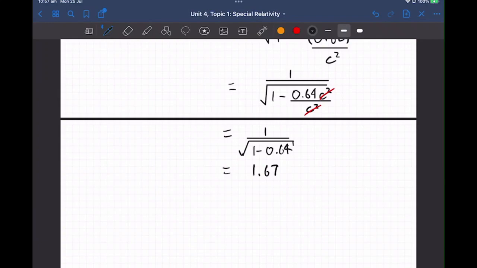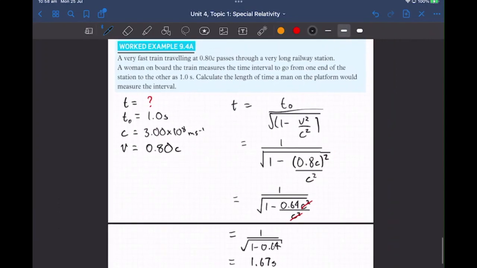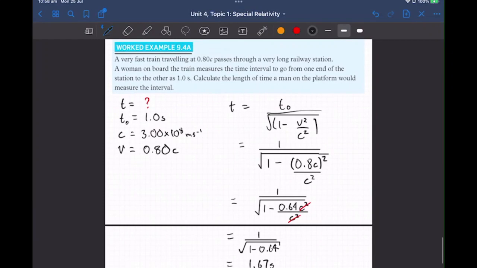1.67. 1.67 what? Look at the difference. How much did the person on the train experience? How much does relative time experience? Now that's at 0.8 times the speed of light. Obviously, this situation is completely impossible in today's day and age. Theoretically, there is no reason we can't travel close to the speed of light as humans.